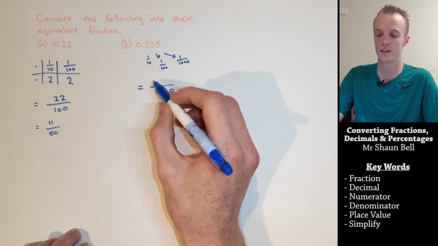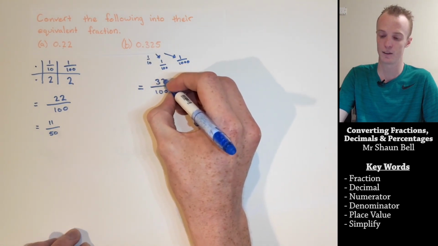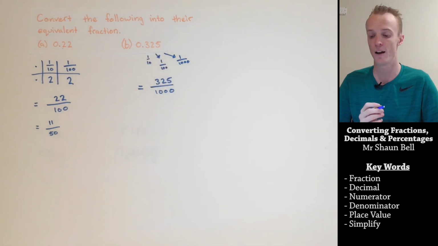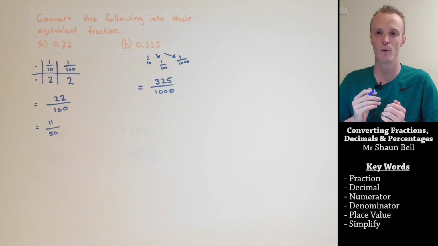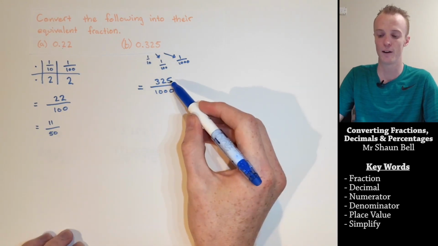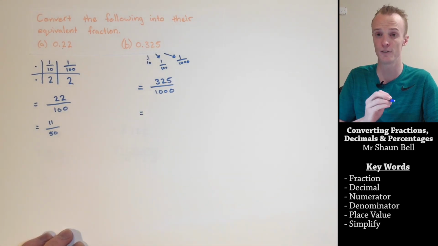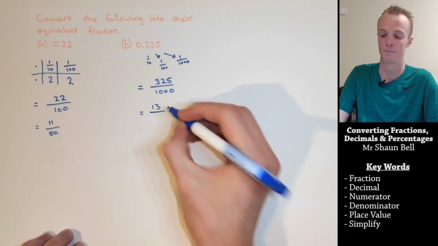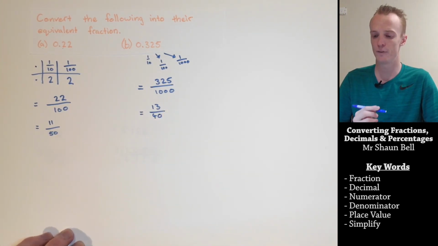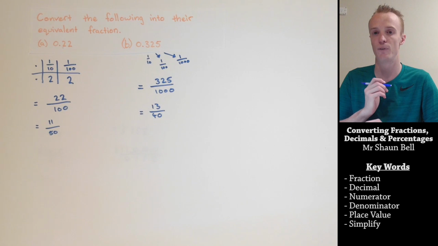From here, our numerator is going to be all the digits after the decimal place. In this problem, it's going to be 3, 2, 5. So now we've represented 0.325 as a fraction. So now we've got one step left, and that is to simplify our fraction. Now in this case, I know that 25 divides into both the numerator and the denominator. So 25 goes into 325 13 times, and 25 goes into 1000 40 times. So the equivalent fraction of 0.325 is 13 out of 40.